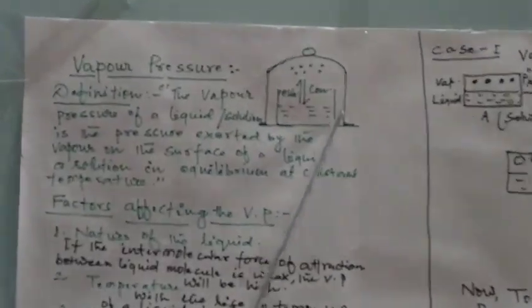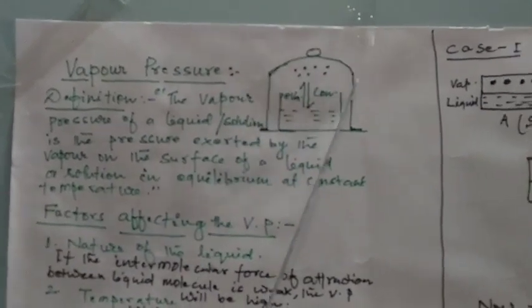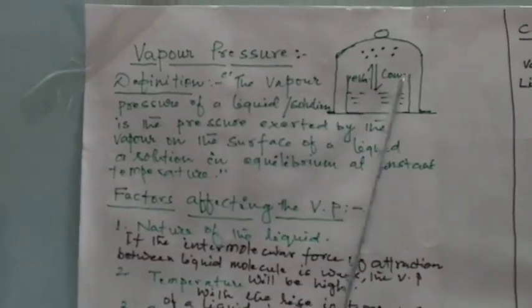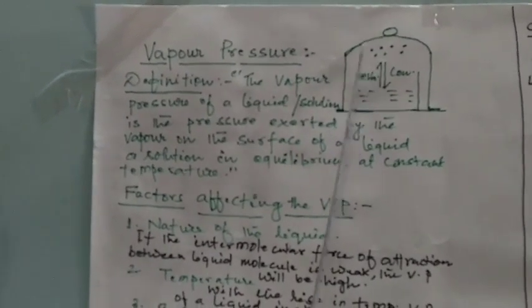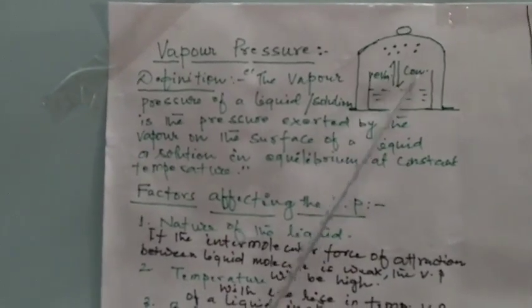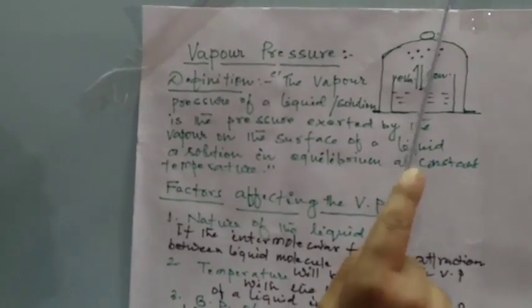See, let us have a container in which some liquid is placed and it is enclosed by a bell jar. You know well that this liquid has the inherent property to escape, leaving the liquid state and forming vapor. It is because of the very high kinetic energy of the liquid molecules of the uppermost layer. So what will happen? Because of the high kinetic energy, the liquid molecules will start slowly evaporating and forming vapor. And as this vapor is enclosed by the bell jar, it will not escape into the surroundings.